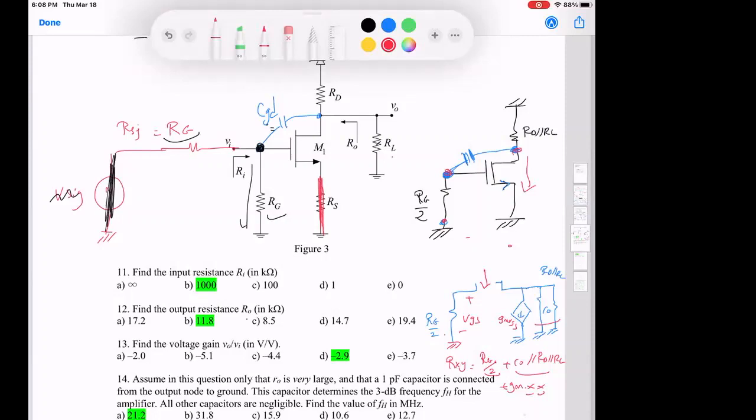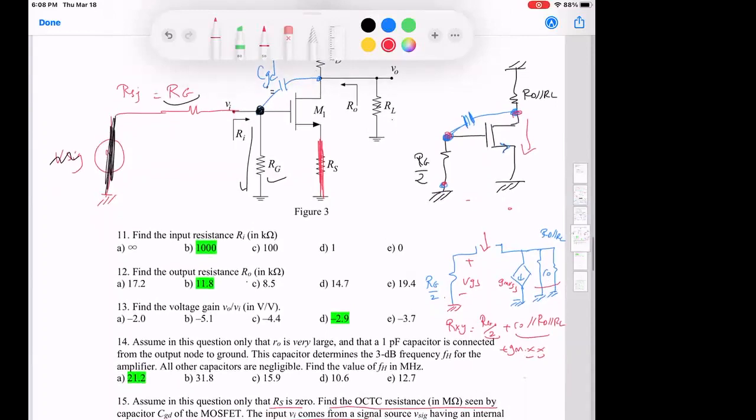But for the question before that, did you say the resistor seen is RO parallel RL or RD parallel RL? Okay, so for the previous question, question 14, let me go back and redraw it for question 14.